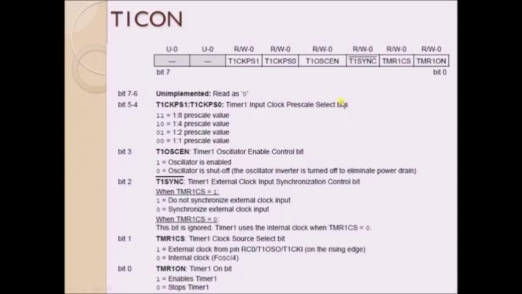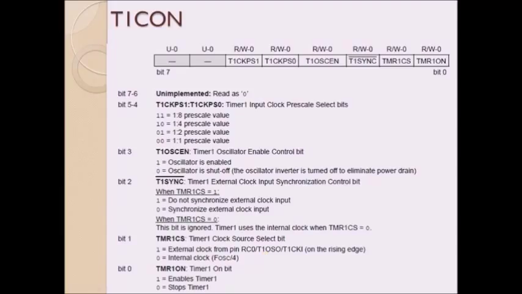If you are using timer 1 as counter, then you can synchronize the external signal or external pulse with the internal oscillator frequency. As you can see here, when timer 1 CS is 1, it means now it is acting as counter. Then you can synchronize, or else you cannot synchronize. And then timer 1 CS: with the help of this, you can select whether this peripheral acts as counter or as timer.